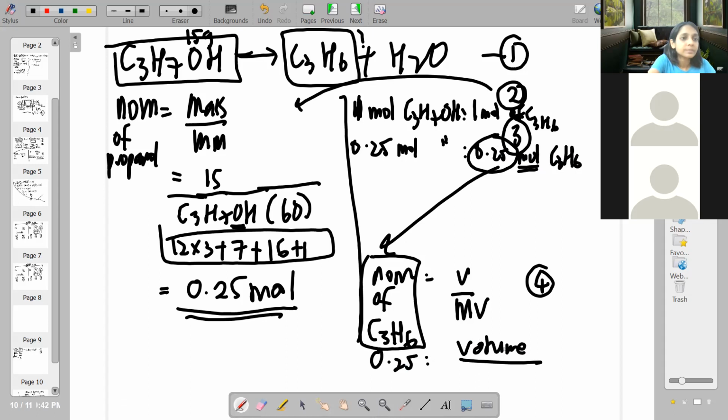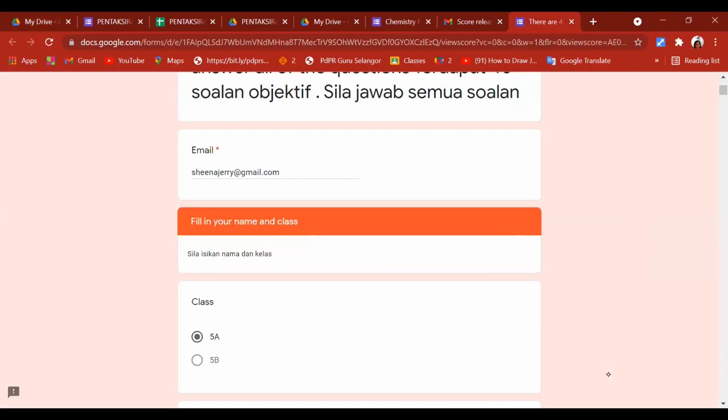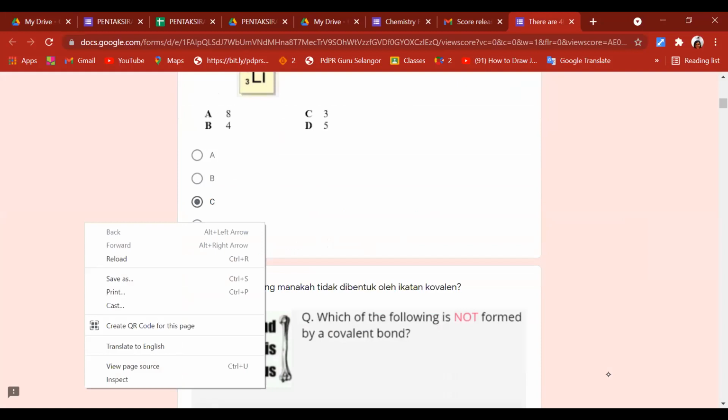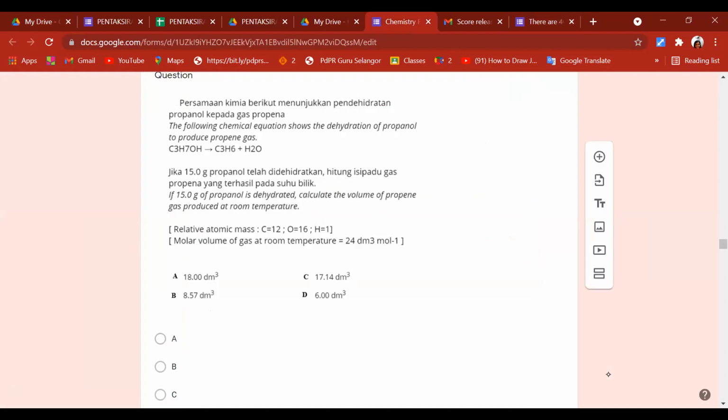So teacher put here 24. Okay, all of you calculate and see. What do I get? 0.25 times 24? 24. Very good. And yes, I believe the answer is 6 decimeter cube. Okay, so we're going to check the answer. Is it this one? Okay, here you are. All right, so yes, it is 6 decimeter cube.